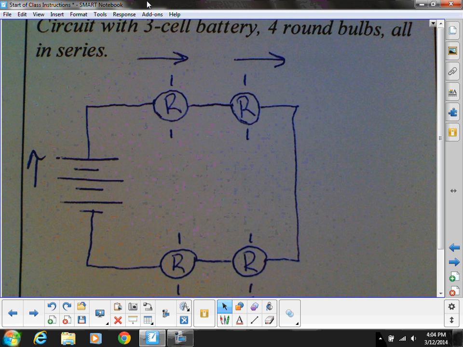So let's begin with reading number 3 here. The first question says, draw a schematic for the following circuits. And we have the circuit with 3-cell battery, 4 round bulbs, all in series together. So first off, the symbol for a 3-cell battery is right here, positive terminal, negative terminal, and we see that we have 4 round bulbs. The symbol for round bulb is, again, a circle with an R, all connected in series. In series, meaning that they are in a single line and form a single continuous conducting path.